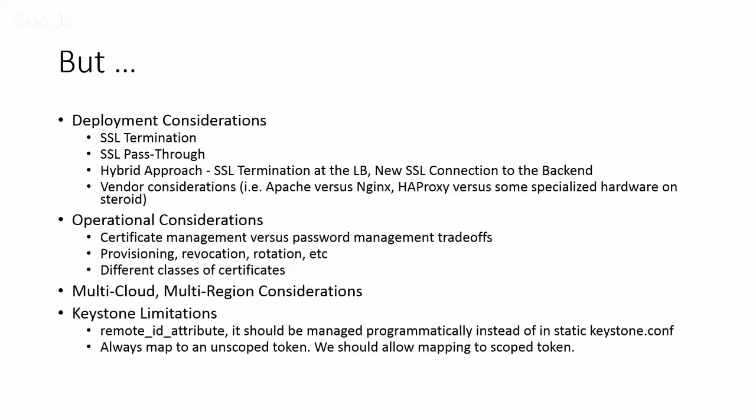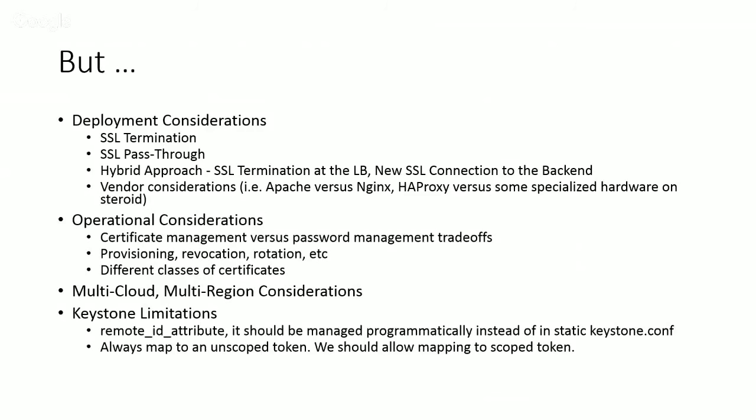So deployment-wise, if you're using a proxy or load balancer, you need to figure out where you want to terminate your SSL connection. When the external client hits your external endpoint, either the SSL is terminated at the proxy or load balancer, or you configure your load balancer to do pass-through, which means passing the connection to the Keystone backend, to the SSL-protected endpoint. Or you can do the hybrid approach, which terminates the first leg of SSL at the proxy or load balancer, and then opens up a new SSL connection to the back.